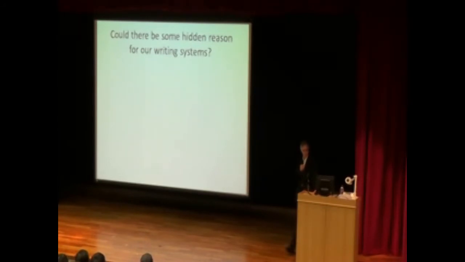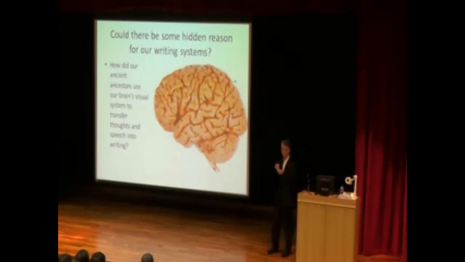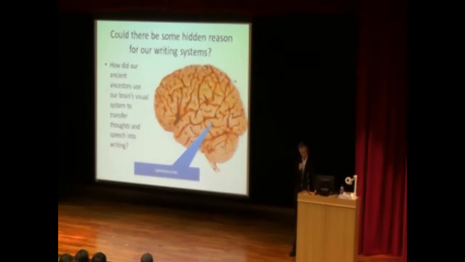So could there be some hidden logic reasons for our writing systems? And now I'd like to talk a little bit about the brain. How did our ancient ancestors use our brain's visual system? Because that's what spelling is. It's visual symbols that have some sort of meaning. And how did they use this, and how did they understand about our brain? Well, of course, they didn't understand about our brain, but there's a part of our brain that's sort of behind the ear on either side.